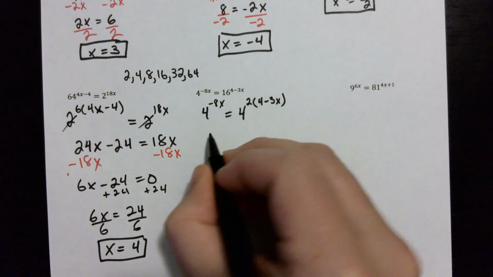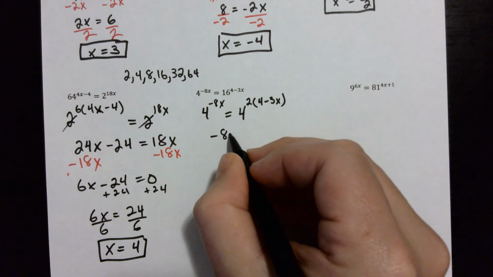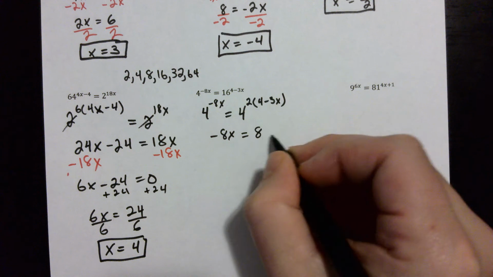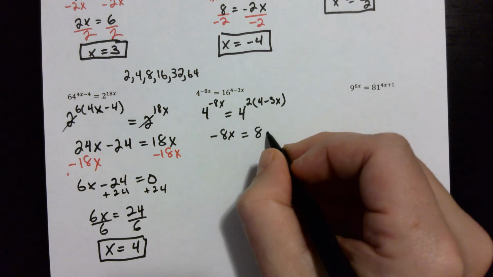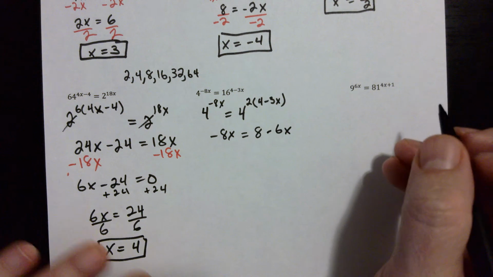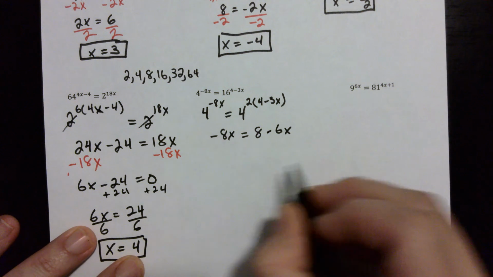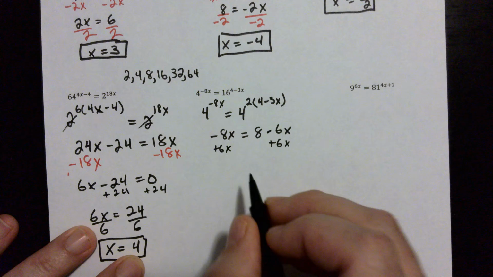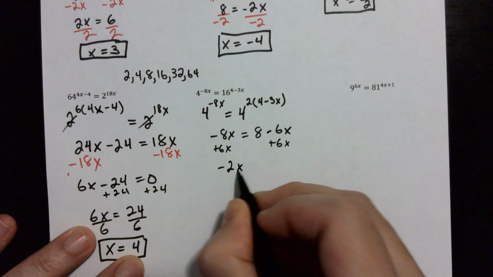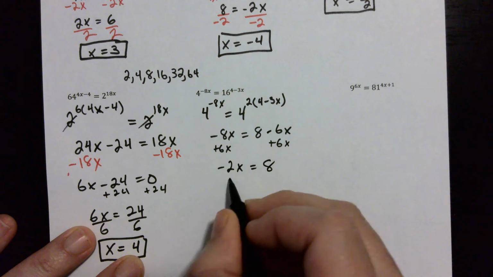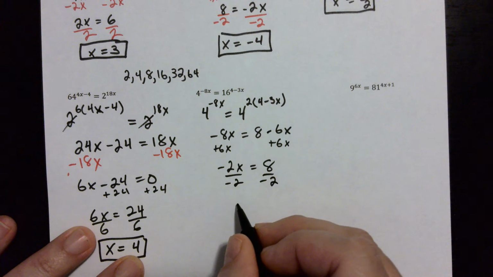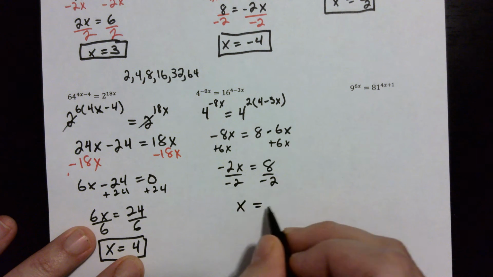Drop the bases and distribute, so you get negative 8x equals 8 minus 6x. Okay, let's go ahead and add the 6x to both sides, and that will give me negative 2x is equal to 8. And if I divide by negative 2, I get x is equal to negative 4.